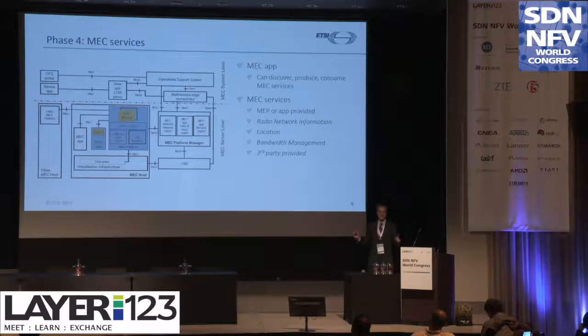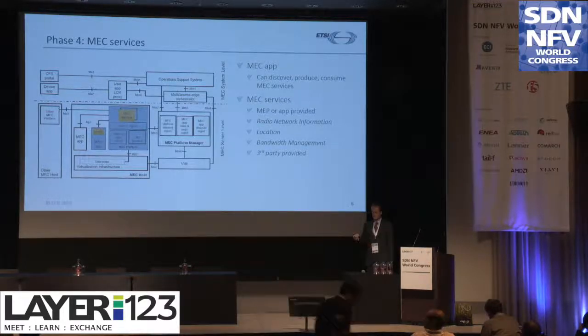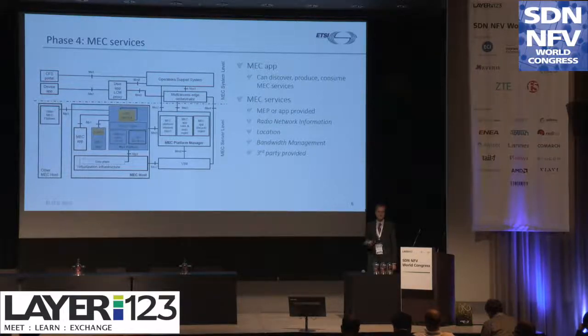The services themselves may be platform provided. So we define a number of features, as Alex highlighted, that the platform may provide, but those services equally could be provided by an application. I've listed 3 of the features there: radio network information, location, and bandwidth management. But the interesting one, perhaps, is the third party provided. The idea there is that a third party could come along and deploy a new service that applications could take advantage of. And that's why we've tried to develop this flexible framework with a specific set of rules and guidelines for developing such services and presenting APIs in a consistent manner.